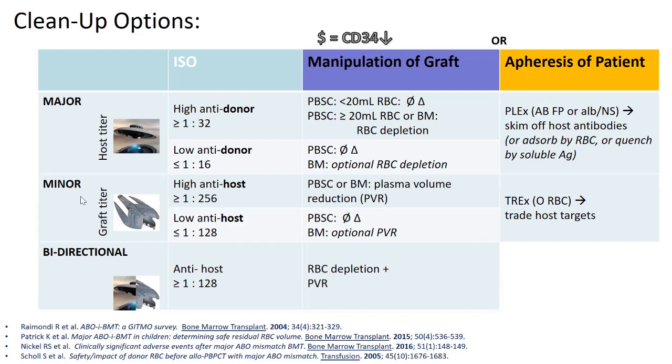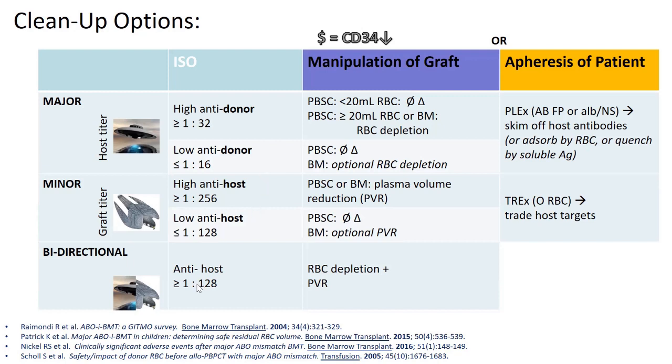Conversely, in a minor mismatched transplant, the concern is the titer of the isoagglutinins in the graft. So if you have a high plasma volume containing graft, you'll want to plasma volume reduce that. Alternatively, you can prepare this recipient of a minor mismatched transplant by scooping out, for example, their group A red cells and getting them transformed into an O type in advance so that any passenger lymphocyte activity doesn't cause hemolysis of the residual group A red cells in this individual.